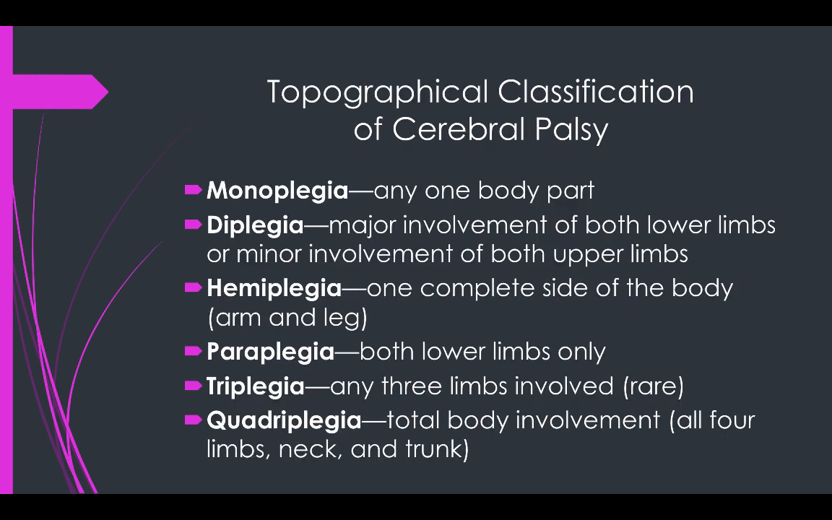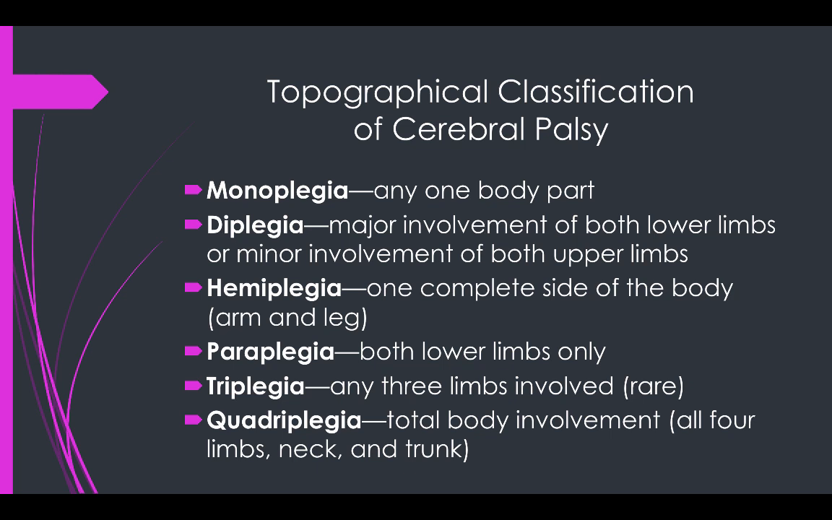So topographical, we can look at the areas or regions of the body that are impacted. So monoplegia is one body part. Diplegia is usually the lower limbs impacted with a minor impact on the upper. Hemiplegia is one complete side, whether it be the left side or the right side. So both the arm and leg of the left side, or both the arm and leg of the right side, either or, is impacted.